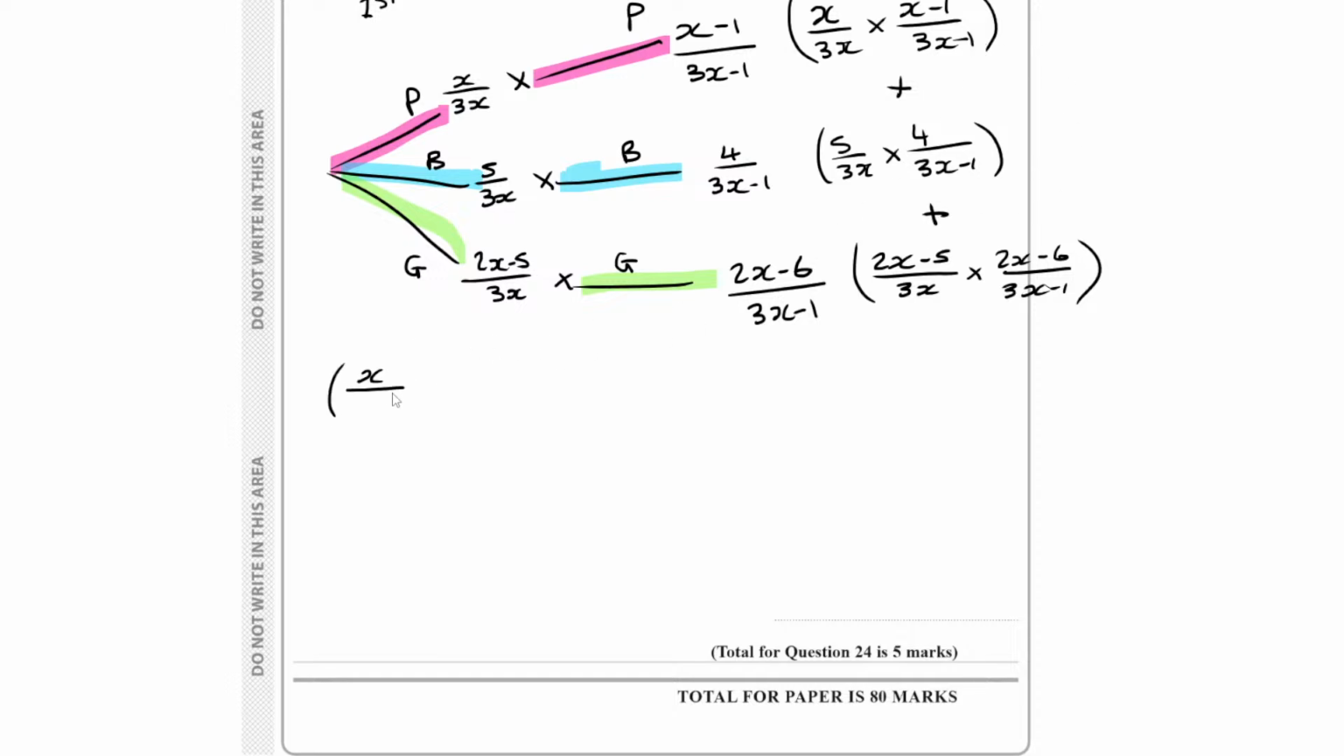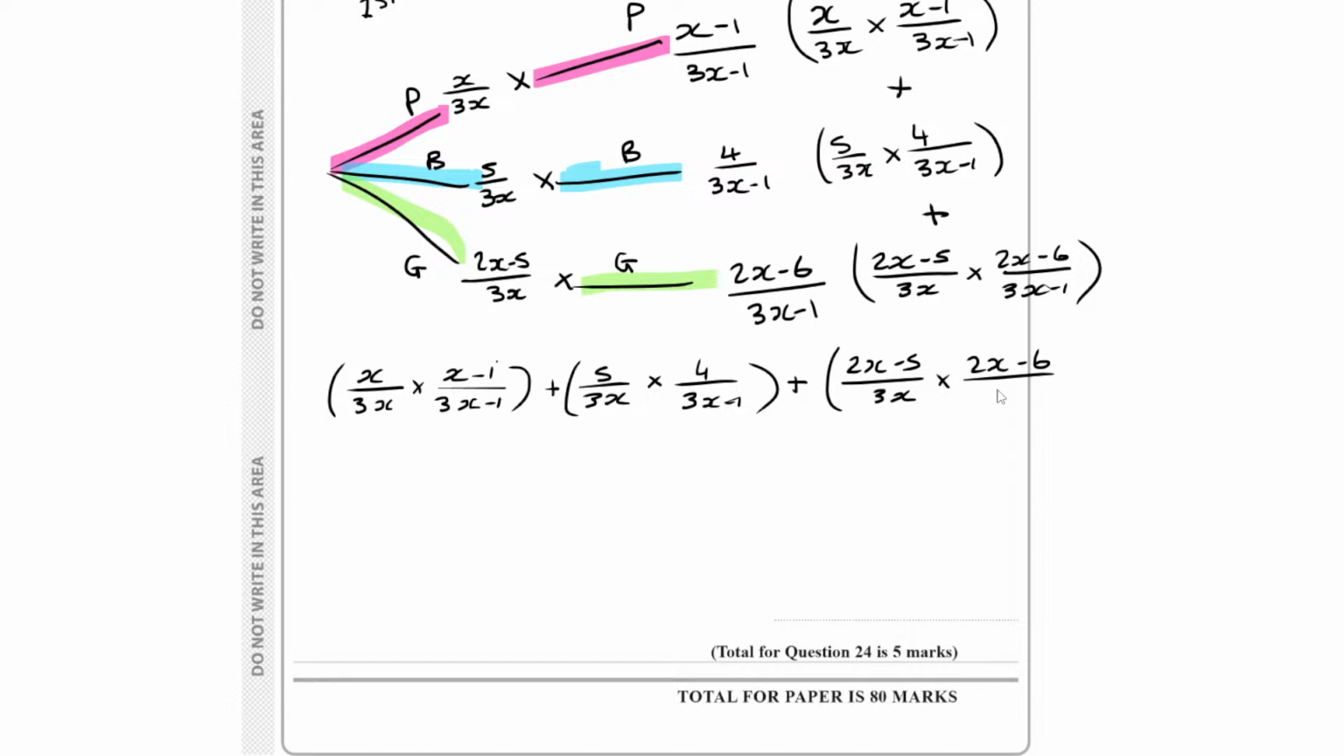We've got x over 3x times x minus 1 over 3x minus 1. Okay, that's pink. Plus blue: 5 over 3x times 4 over 3x minus 1. That's blue. And then finally, plus the green: 2x minus 5 over 3x times 2x minus 6 over 3x minus 1. And now I'm just going to expand all of that and add it all up.